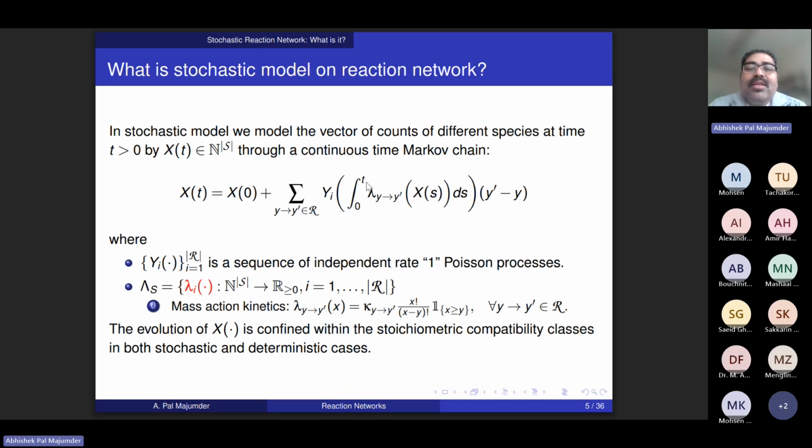So another thing is that there are various types of reaction rates that people consider, and the most usual type is called mass action kinetics, where these reaction rates are defined in this form. So it is a kappa y to y prime, this is a constant, and x factorial divided by x minus y factorial. It's basically, when the species counts are x, the aggregated rate for the corresponding y to y prime reaction given by this mass action kinetics.